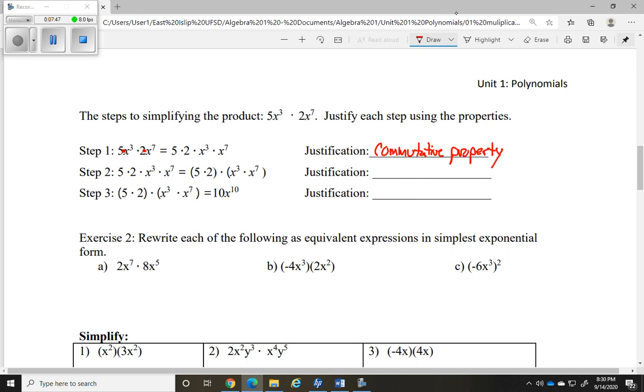Next, they took what we had and then grouped it. So grouping is the associative property.